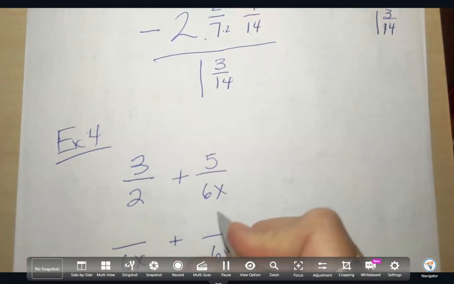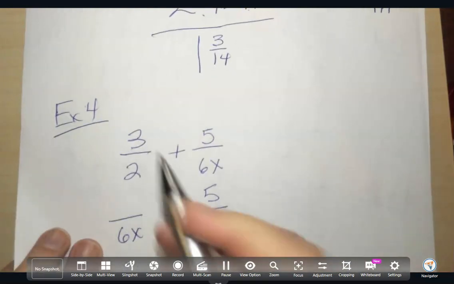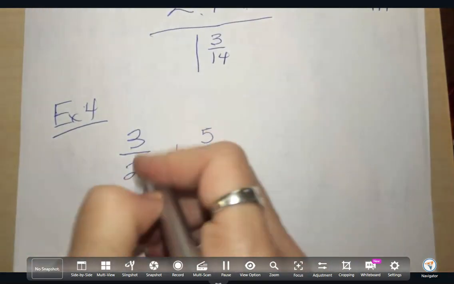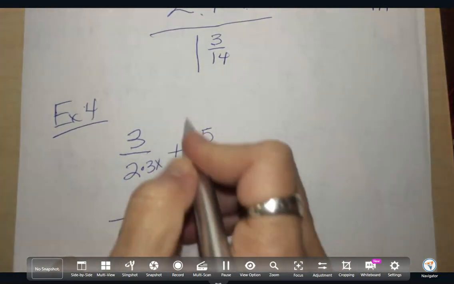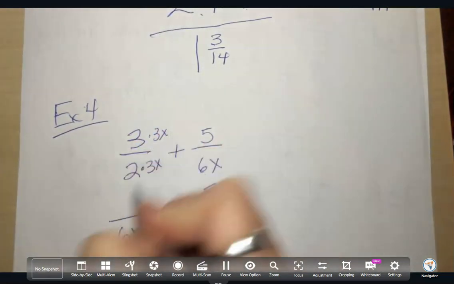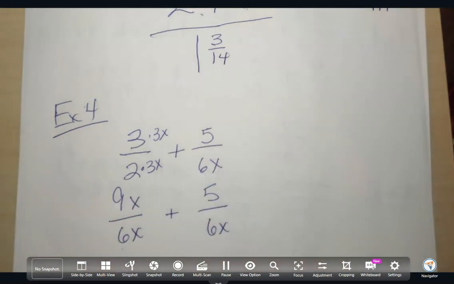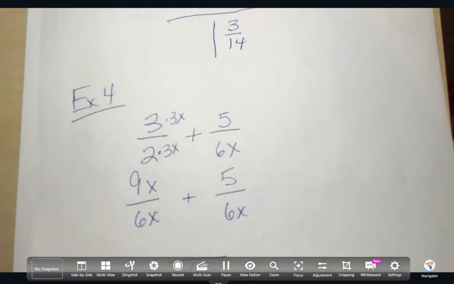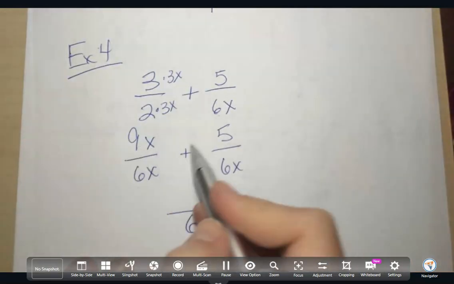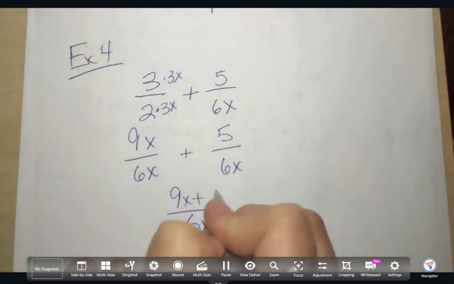I don't have to multiply this one by anything. But 2 times what is 6? Well, 2 times 3, and then I also need an x, 3x. So I have 9x. If I simplified 9x over 6x, I'd get 3 halves, so that's good. Common denominator is 6x, so that's on the bottom, or the denominator. And then my numerator is just 9x plus 5.